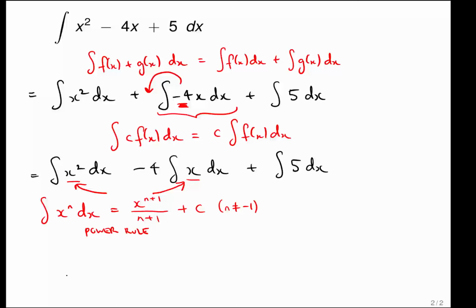So here, to integrate the power function x squared, we first add 1 to the power to give us x cubed, and then we divide by this new power to give us x cubed on 3. And similarly, to integrate x, which really is just x to the power of 1, we get x squared on 2.